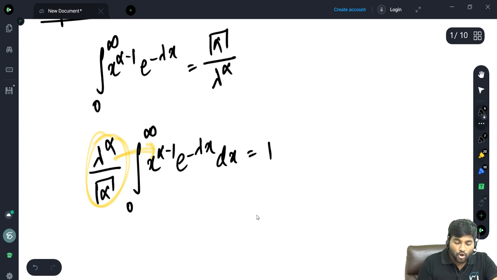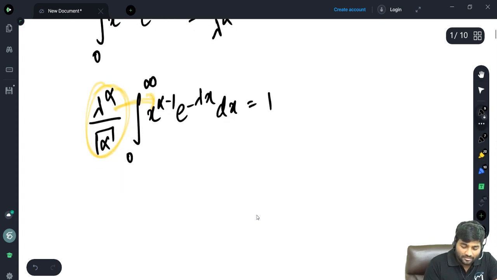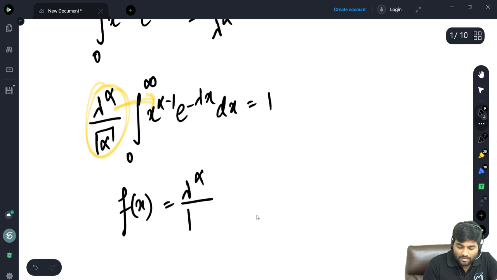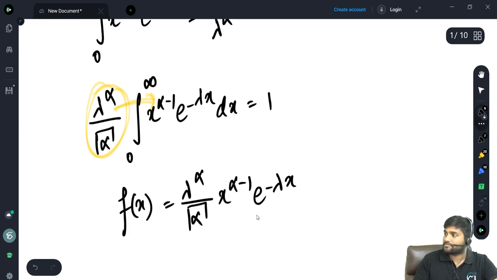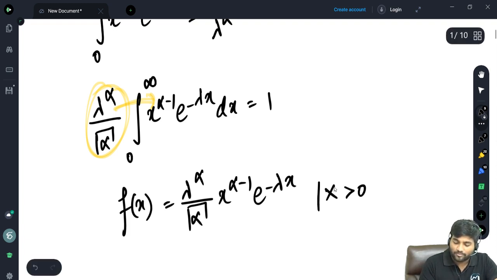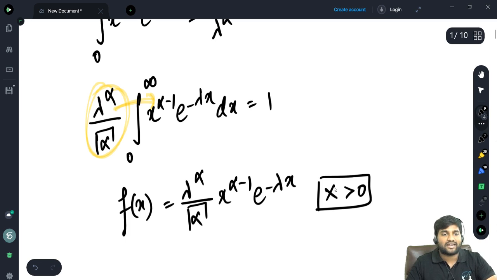So what are we getting? f(x) is equal to lambda to the power alpha by gamma alpha, x to the power alpha minus 1 e to the power minus lambda x. Is it okay, everyone? Now the range for x will be x is greater than 0. Is it clear, everyone? Okay.